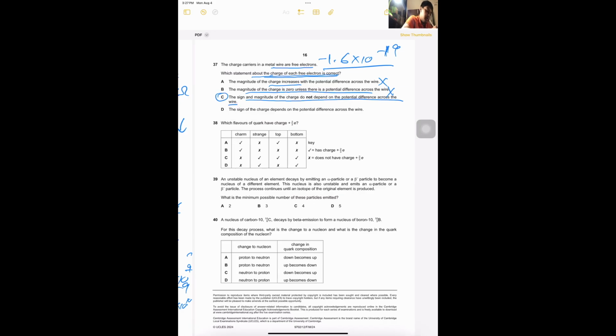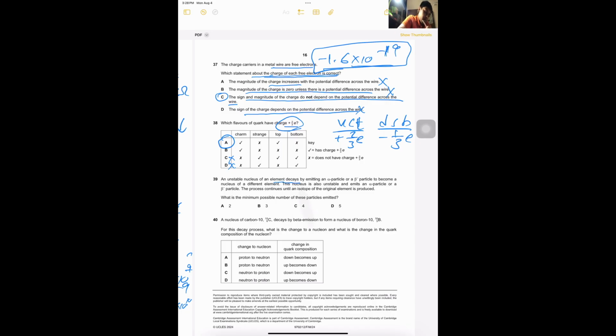That makes sense. Does the sign of the charge depend on the potential? No, it does not. It is a constant value and does not depend on these factors. Now, you remember this trick: UCT DSB. U, C, T have charge plus 2 by 3 e. D, S, B have charge minus 1 by 3 e. So this is up, charm, top. This is down, strange, and bottom. Which flavors have a charge plus 2 by 3 e? Up, charm, and top. So the answer should be A.